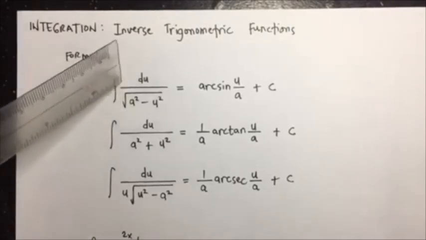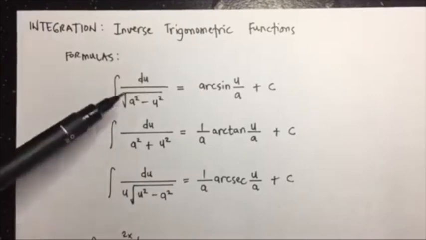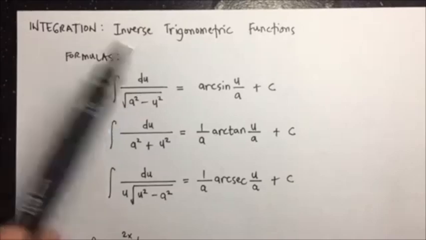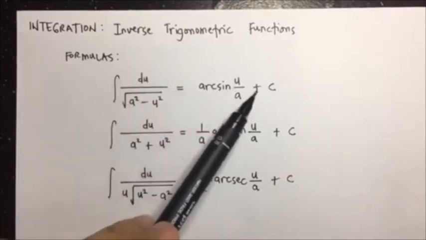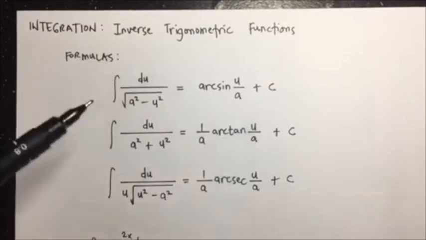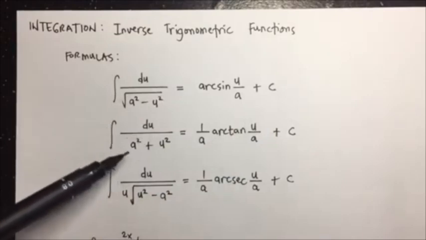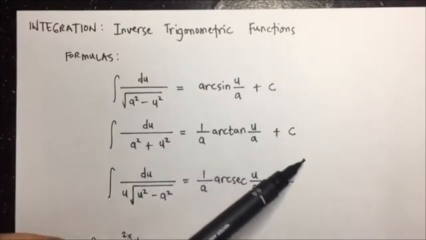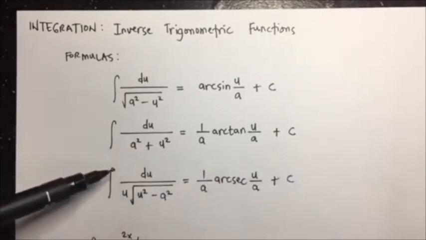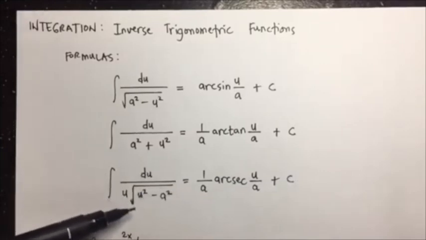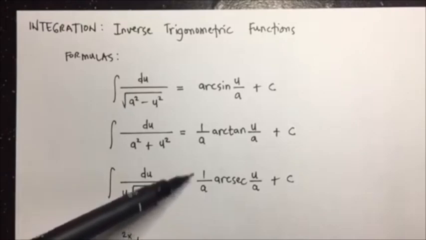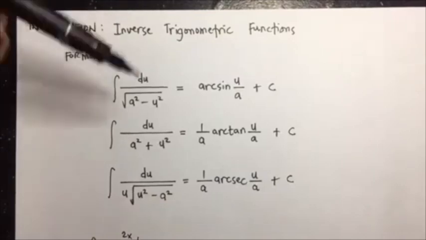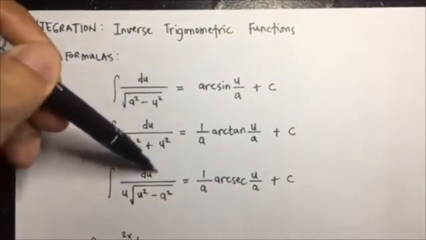Okay, so we have the integral of du over square root of a squared minus u squared, where a is a constant. That is equal to arc sine of u over a plus c. We also have the integral of du over a squared plus u squared is equal to 1 over a arc tan u over a plus c, and the integral of du over u square root of u squared minus a squared is equal to 1 over a arc secant of u over a plus c. Here the numerator should be the complete differential of u.